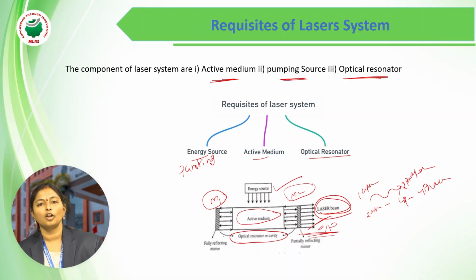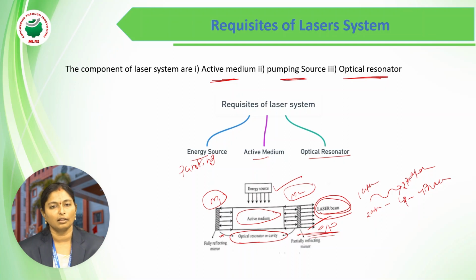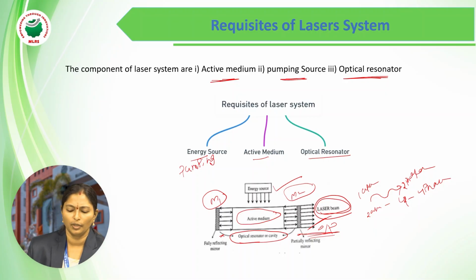So what are the 3 major components of the laser system? One is the pumping source, that means pumping or energy source, second one is the active media, and third one is the optical resonator or optical cavity. Here we are using mirrors, and these mirrors are made up of glass. We call one fully reflecting and another partially reflecting. Reflection, transmittance and absorption, all these terms are related to optics only. So we call it an optical resonator; even the laser here is a light source only.